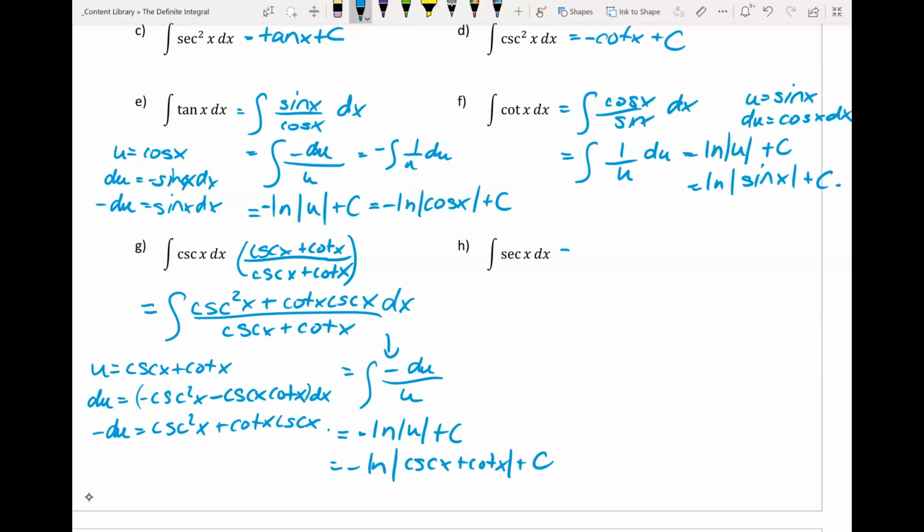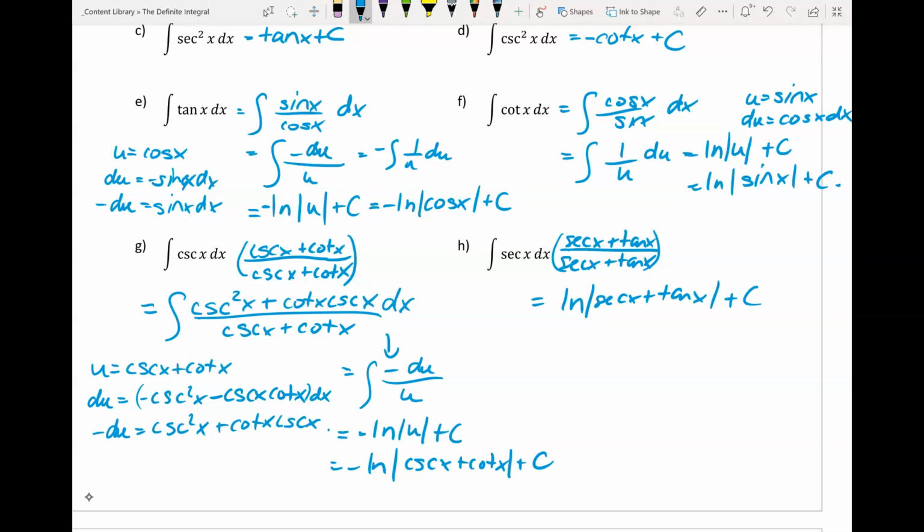This one's very, very similar. We're going to multiply it by secant x plus tan x now, top and bottom. You can follow the same sort of process, but if you look at our end product, we got cosecant x plus cotangent x inside of ln. So same sort of thing. This will be ln of secant x plus tan x plus a constant.